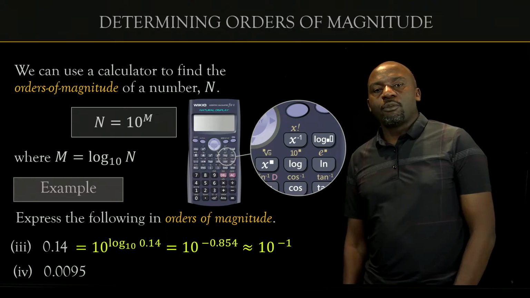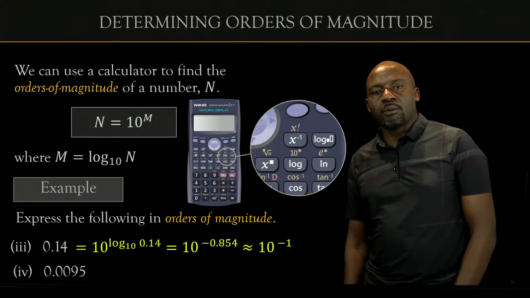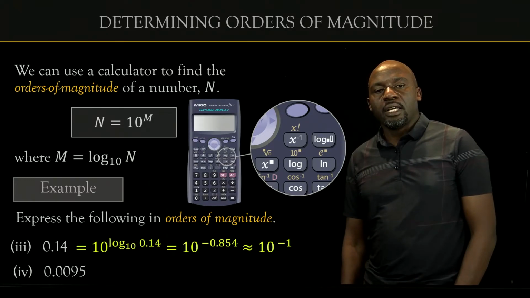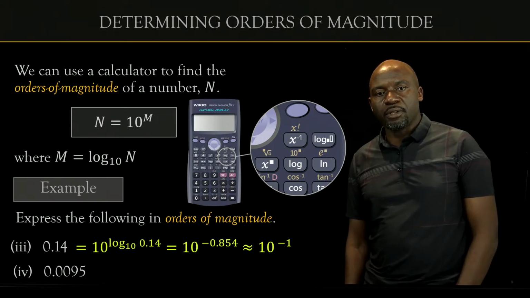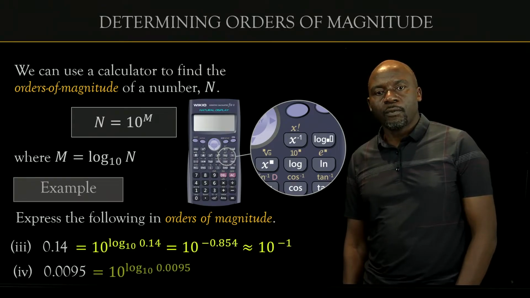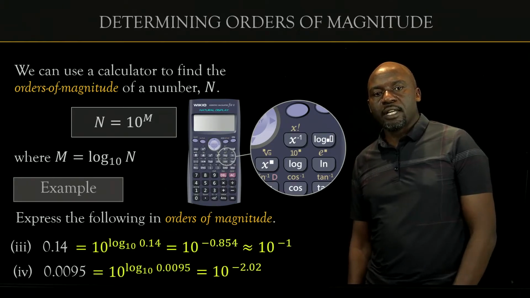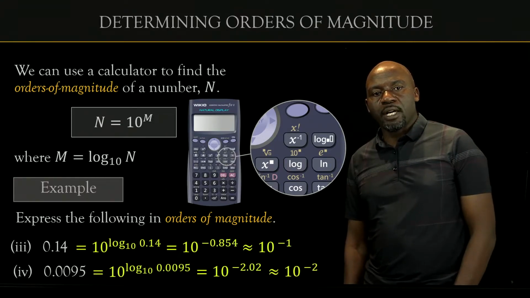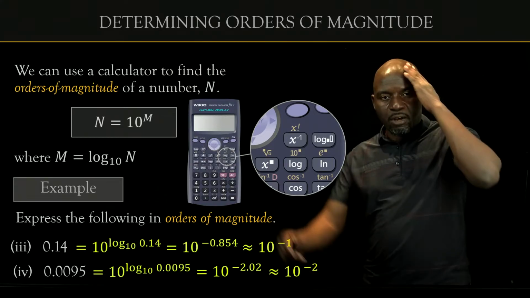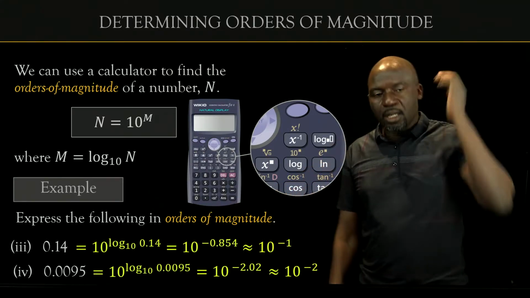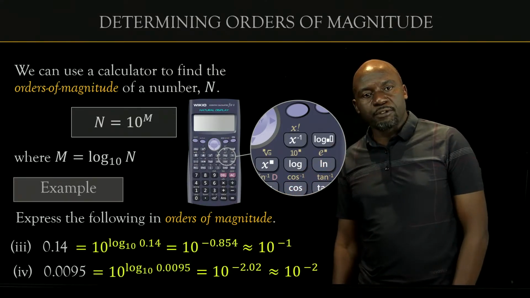Okay, please pause the video and try to express 0.0095 in orders of magnitude. Right. So if you got that right, you should have ended up with log of that, which should give us 10 power minus 2.02, which is approximately, if we round that to the nearest integer, 10 to the power of negative 2.